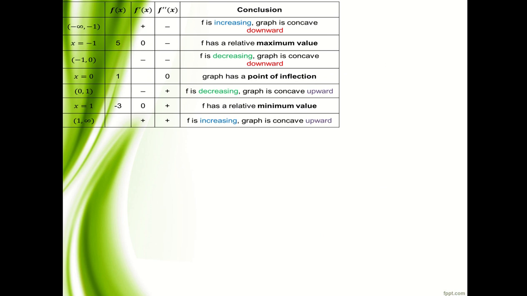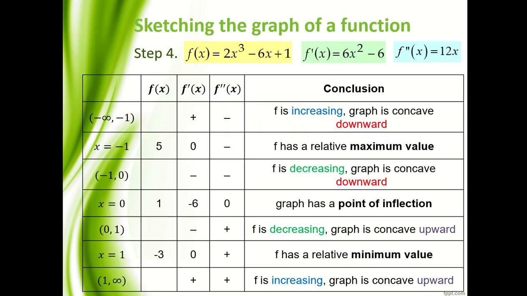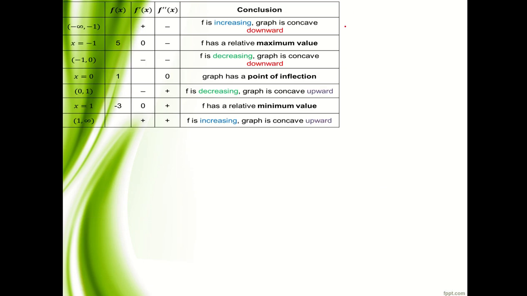Just to summarize now, these are the conclusion part. To give you an idea on how to graph the function, the arrow going down means decreasing. So in this particular graph, we can say that the function is decreasing, as indicated by this arrow. So it means concave downward.